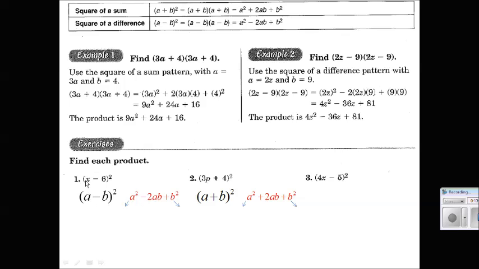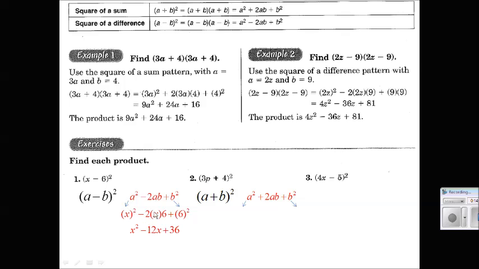So, we're taking x minus 6 squared. I'm identifying that the x is the a of my rule, 6 is the b of my rule, and I can go straight to my answer. A squared minus 2 times a times b plus b squared. Substitute the information I have. A is x. B is 6. And get my final answer.